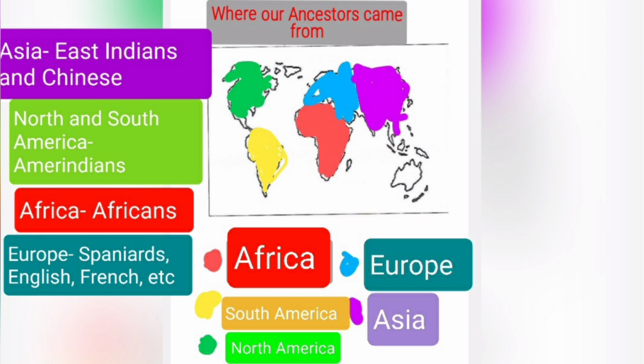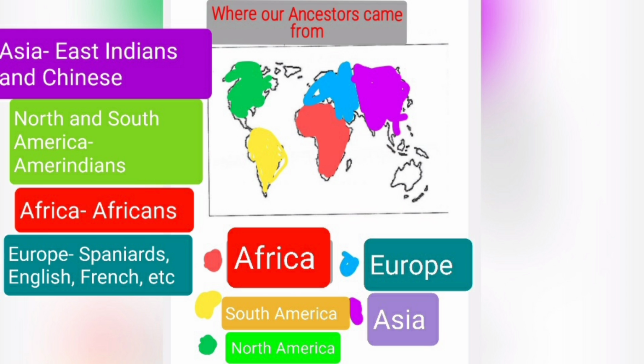We have Asia, South and North America, Europe, and Africa. From Asia, the focus for Grade 6 is the East Indians and the Chinese. From the continent of Africa, we have the Africans. From Europe, we have groups such as the Spaniards, the British or the English, the French, and so forth. From North and South America, we have the first inhabitants of the Caribbean. We call those the Amerindians.